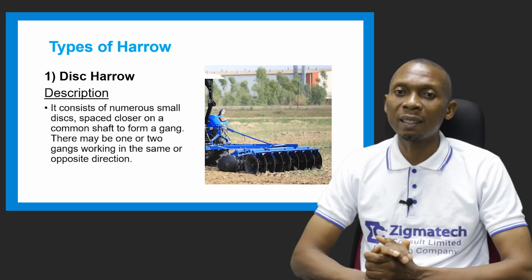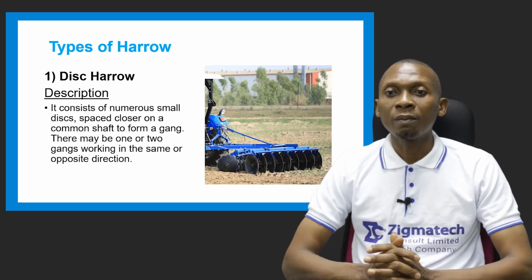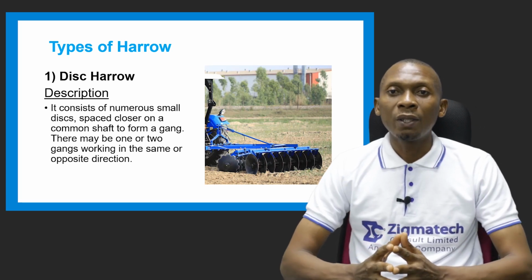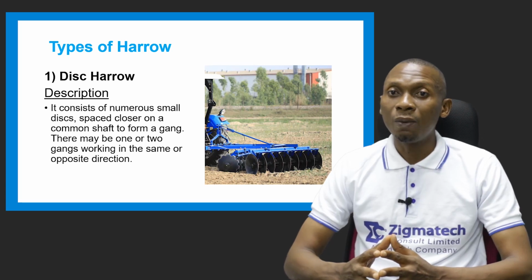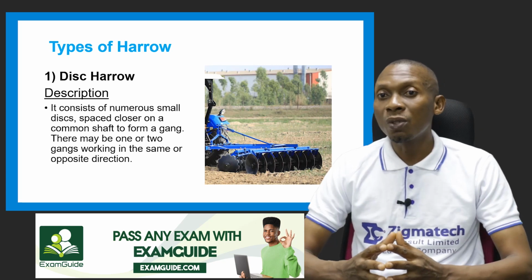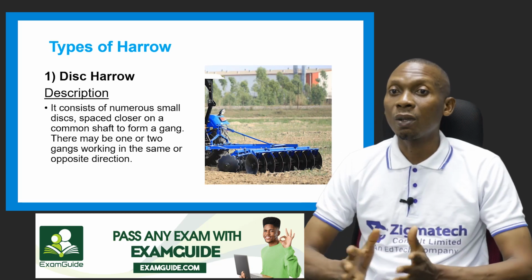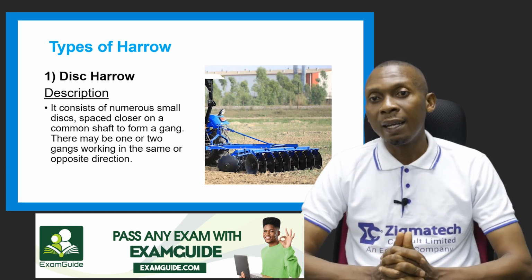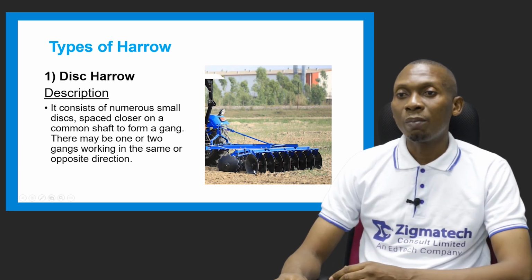It has numerous discs, which are spaced closer on a common shaft to form a gang. So it's spaced closer as compared to the plow, the disc plow. If you look at the disc harrow, you can see that the discs are placed closer on a common shaft, which is called a gang. Now there may be one or two gangs working in the same or opposite directions. Look at the picture, you can see the gangs, one or two working in the same or opposite directions.